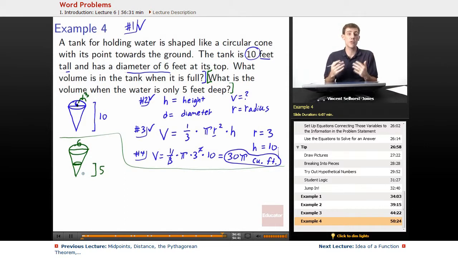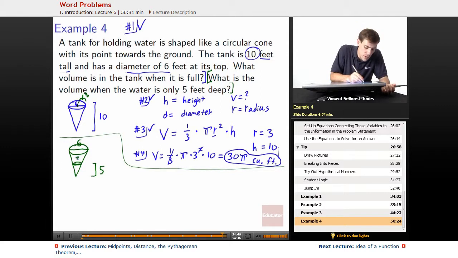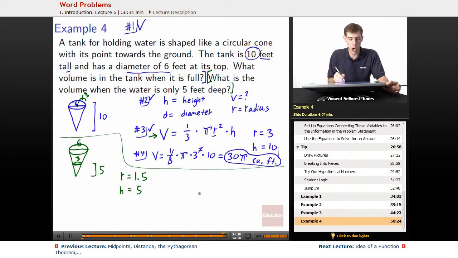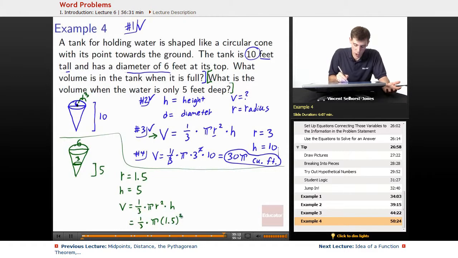It makes sense that the diameter is going to be half of what it would have been before because we are now at half the height. So the diameter in the middle is 3. So that means our radius is equal to 1.5. Our height is 5. And that same formula from before, our volume formula for a cone, still works. So volume equals 1/3 times pi r squared times height. We plug in 1/3 times pi times 1.5 squared times 5. We work that out.